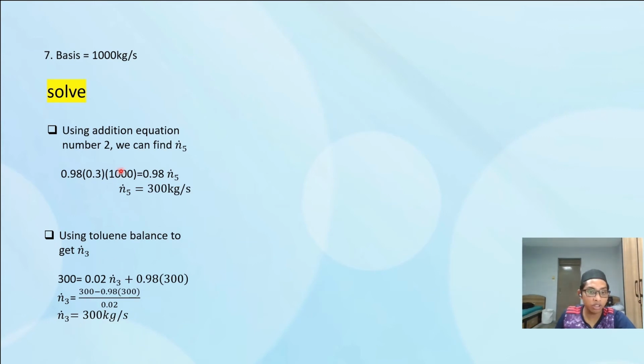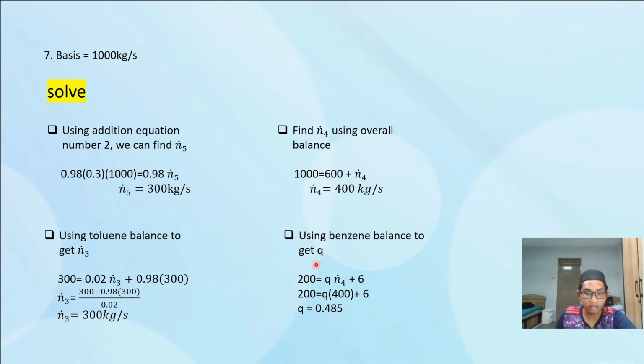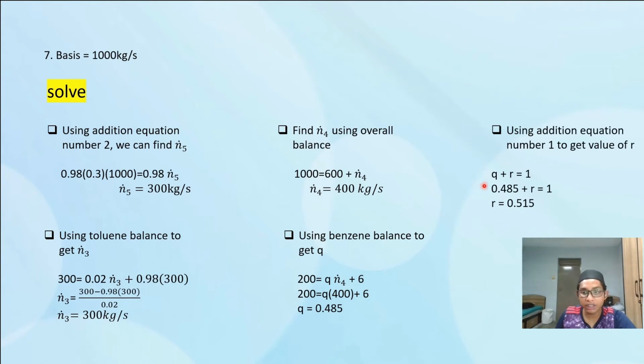As we already have the amounts of N5 and N3, we can find the amount of N4 by using the overall balance, which is 400 kg per second. As we already have all the mass flow rates in all the streams, we can find the amount of Q by using the balance equation, which is Q equal to 0.485. And then as we already have Q, we can find R by using additional equation number 1, which is 0.485 plus R equal to 1, and we get R equal to 0.515.